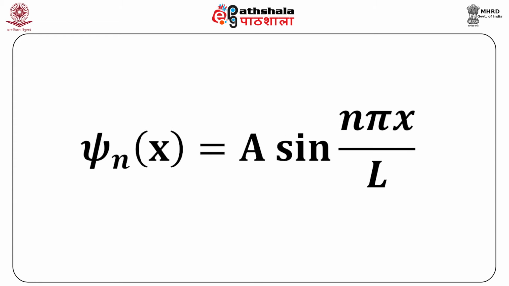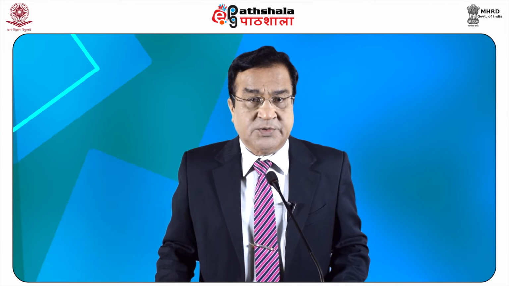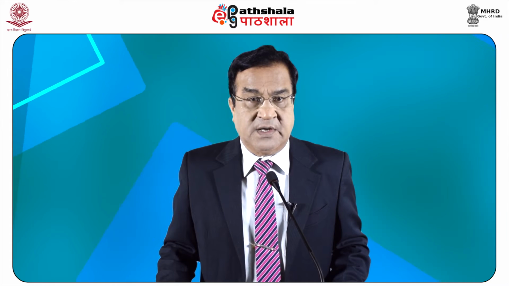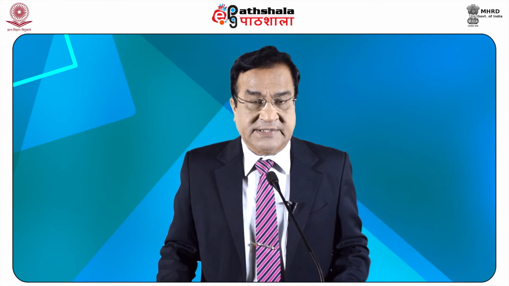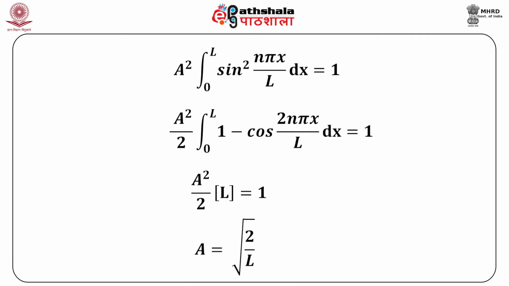After finding out the energy, our wave function becomes psi n(x) equal to A sin(n pi x / L). Now we need to determine the value of A, and we know it very well, and that can be done through the normalization condition, because within the box the total probability has to be equal to 1. If we apply the normalization condition here, we find that ultimately A comes out to be equal to root of 2 by L.